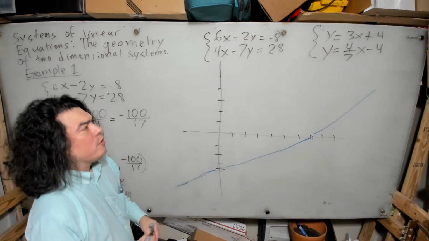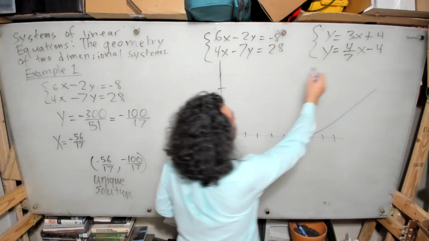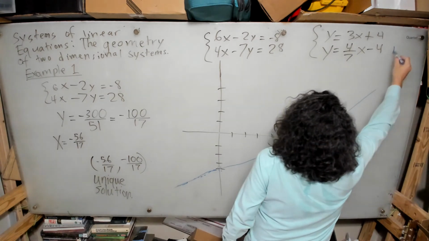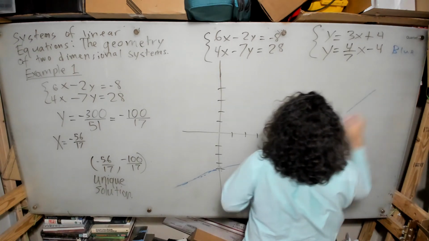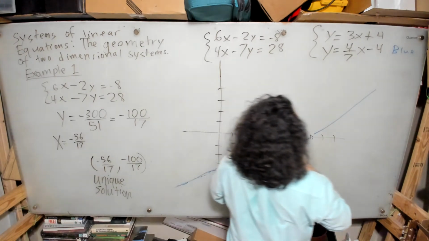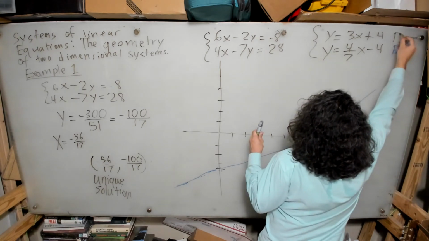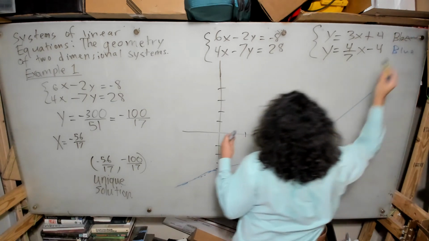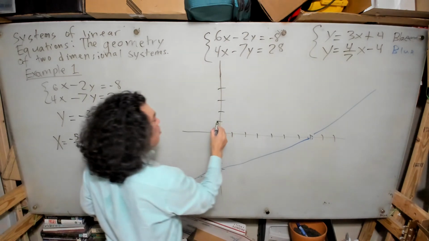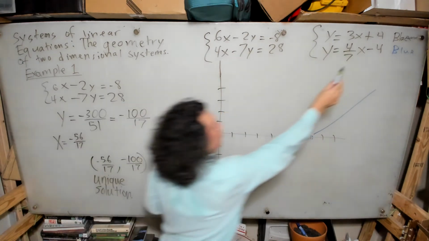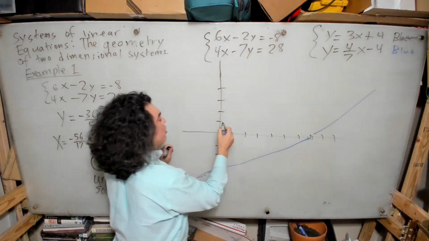Now, what about the first equation? So I'm drawing this one in blue, of course, as you might have already imagined, right? So this one's in blue, and of course the other one's going to be in black, right? 3x plus 4. The y-intercept is 4, right? You see? So I can make my first point.